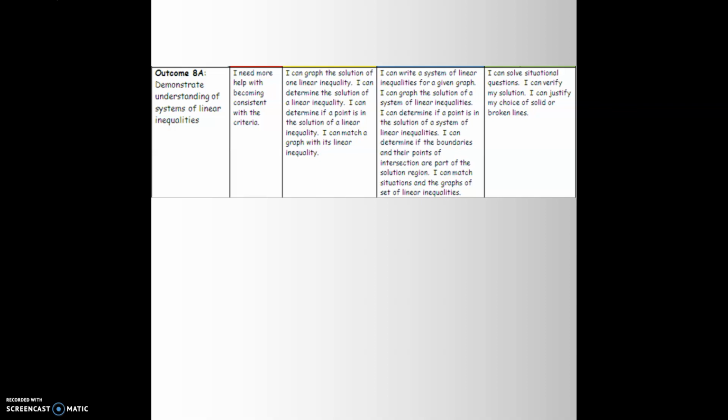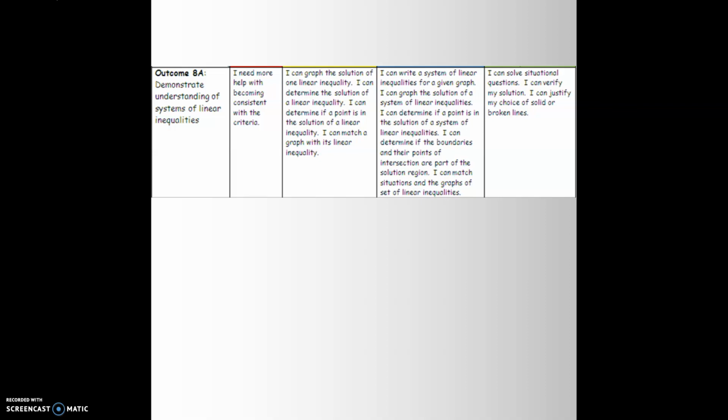So here's a rubric. Your level 1 is if you need more help becoming consistent. Your level 2, which is your passing grade, is if you can graph the solution of one linear inequality, if you can determine the solution of a linear inequality, and if you can determine a point is in the solution of a linear inequality and match the graph to the equation. Or sorry, I should say the linear inequality, not the equation.